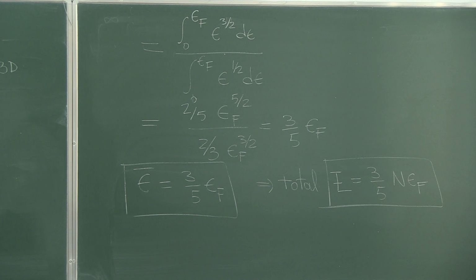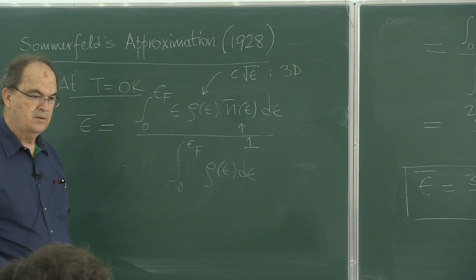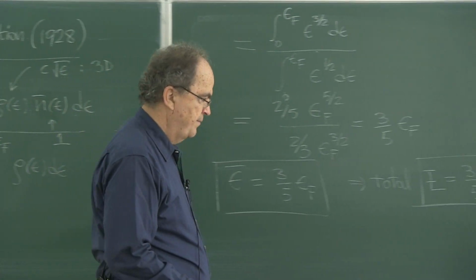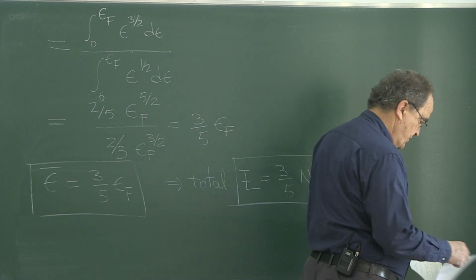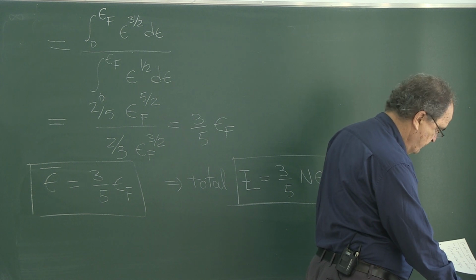So this factor is nothing but the total number of particles. If you sum over the density of states, you get the total number of particles. So energy divided by the total number of particles is energy per particle. You have to multiply it with the number of particles you have. So that's a very easy calculation.